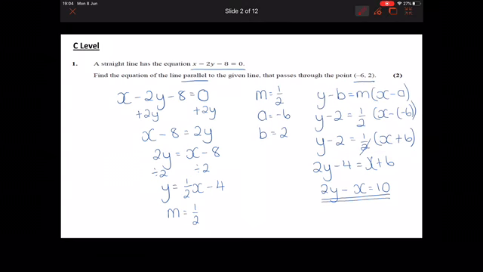Now, in terms of where you're getting your marks, for this one you would get your mark for extracting your gradient of a half. That's going to be your first mark, and your second mark would be for finding your equation. So overall, the question's out of 2.